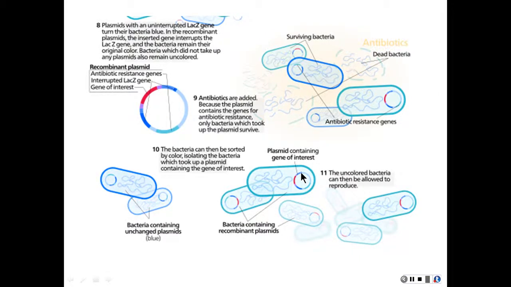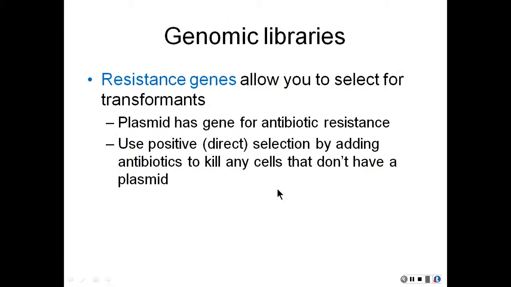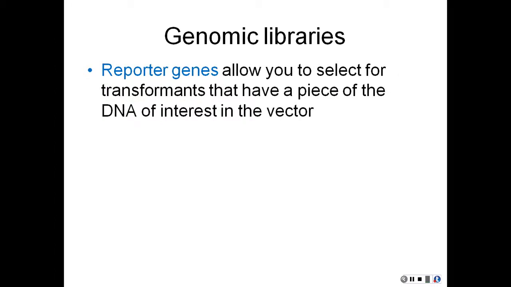Any colonies that are colorless, that tells me they did pick up a scrap of DNA in their vector because they can no longer make the enzyme and they're colorless. Okay? So I've got resistance genes in my vector. That's going to let me select for transformants, right? And when we use antibiotics to select for resistant bacteria, we're using positive or direct selection. We're going to kill off any cells that don't have a plasmid. I also have a reporter gene that allows me to select for the transformants that do have a piece of the DNA of interest, that do have a piece of the genome.